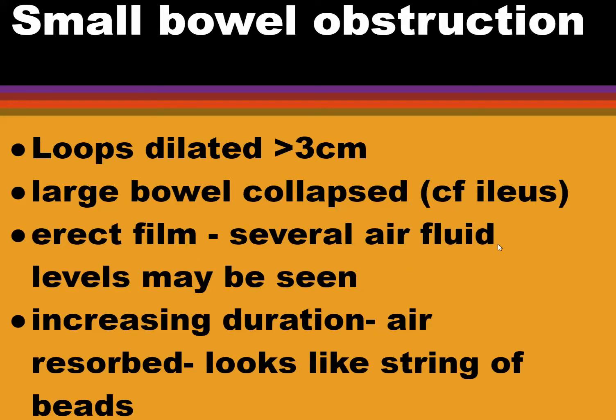The loops will be bigger than 3 centimeters. The large bowel will be collapsed because it's the small bowel that's been dilated, and feces and gas is not getting through to the large bowel because of an obstruction. You can do an erect film where you see several air fluid levels.